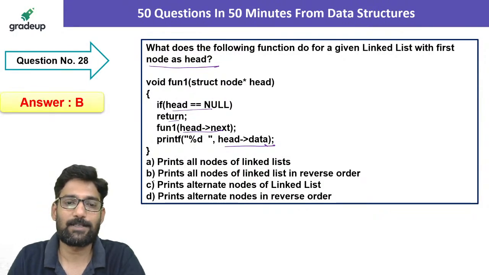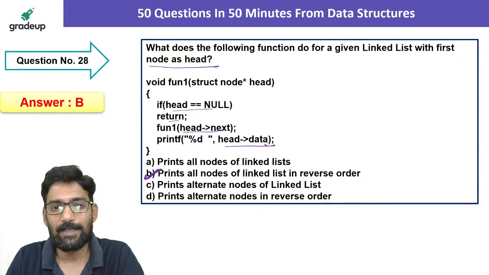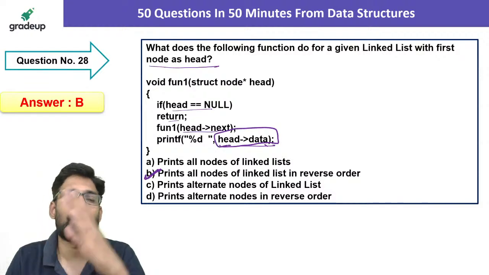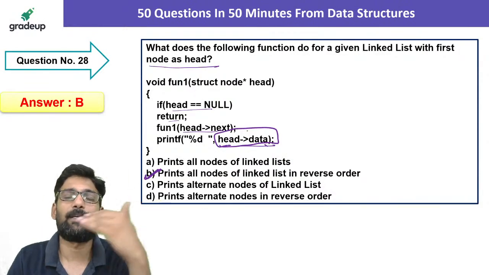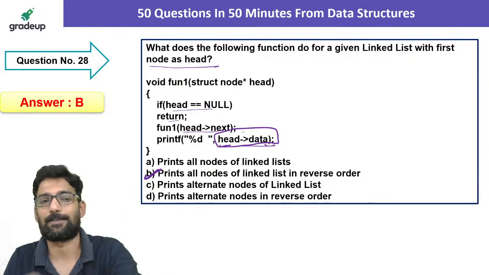The right answer is option B. Because when head is null, we are returning. So it goes till the last node. Then while returning, it keeps printing the data. So the nodes are printed in reverse order.